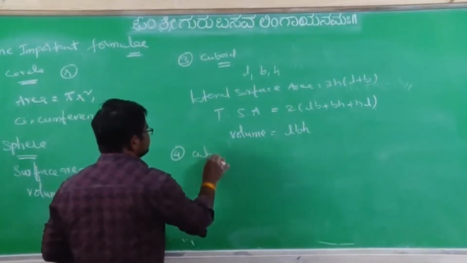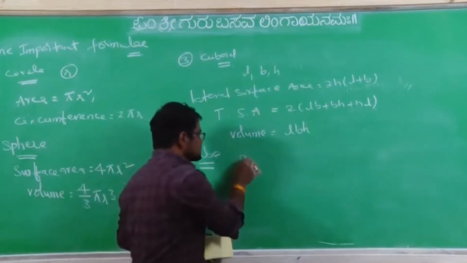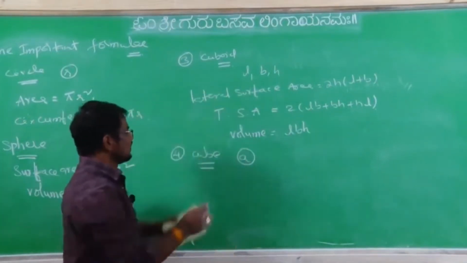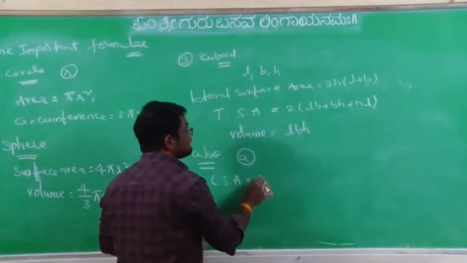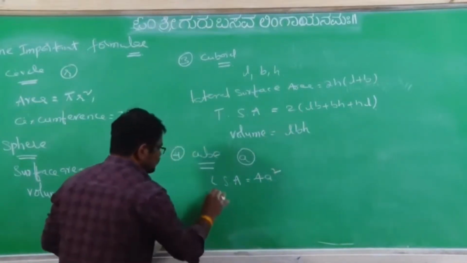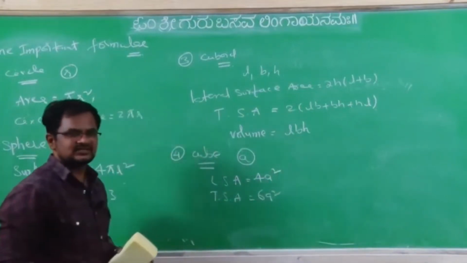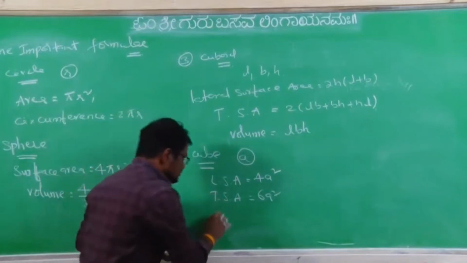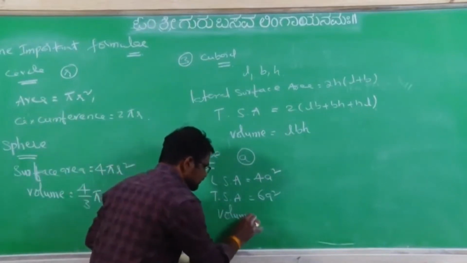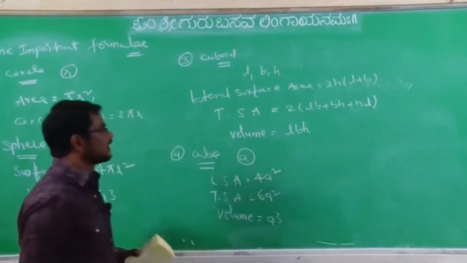Next, cube, where l equal to b equal to h. If you take the side a, lateral surface area is 4a square, total surface area is 6a square, right? Next, what about the volume? a cube.